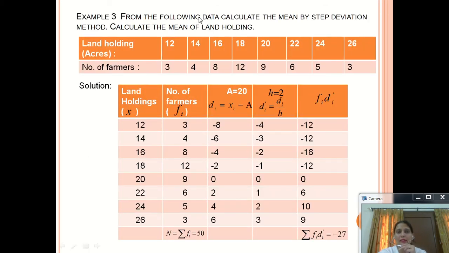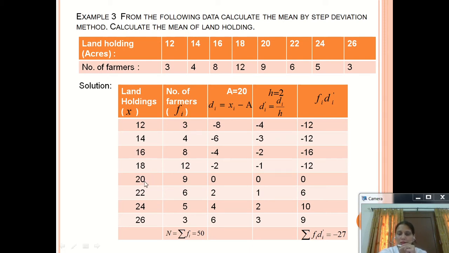Now example 3: from the following data, calculate the mean by the step deviation method. Again, the previous example, the mean of land holding. This is the land holding data and the number of farmers. Land holding x, number of farmers f, di same. Let us assume a, the assumed mean, we will take from x.